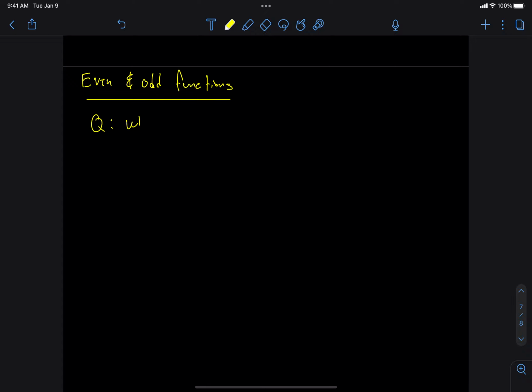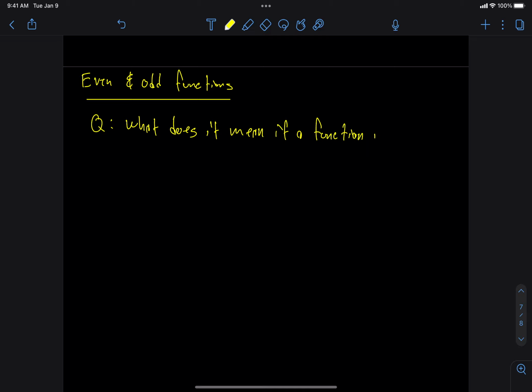Max and min. Okay, this one's fun. All right, let's talk about even and odd functions. So, follow-up question. What does it mean if a function is even?